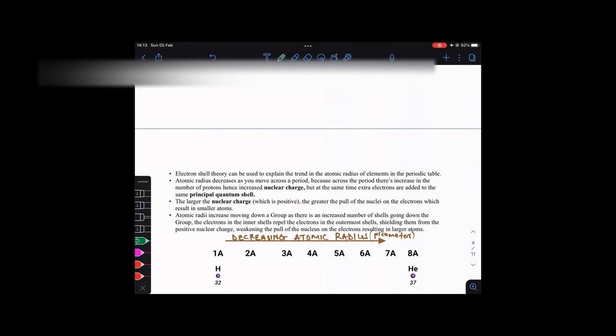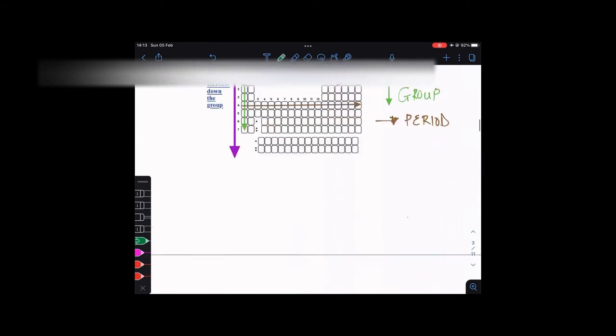So atomic radius decreases as you move across a period, because across the period there is an increase in the number of protons, hence increased nuclear charge. But at the same time, extra electrons are added to the same principal quantum shell. If we increase the nuclear charge, which is positive, the greater the pull of the nucleus on the electrons, resulting in smaller atoms.